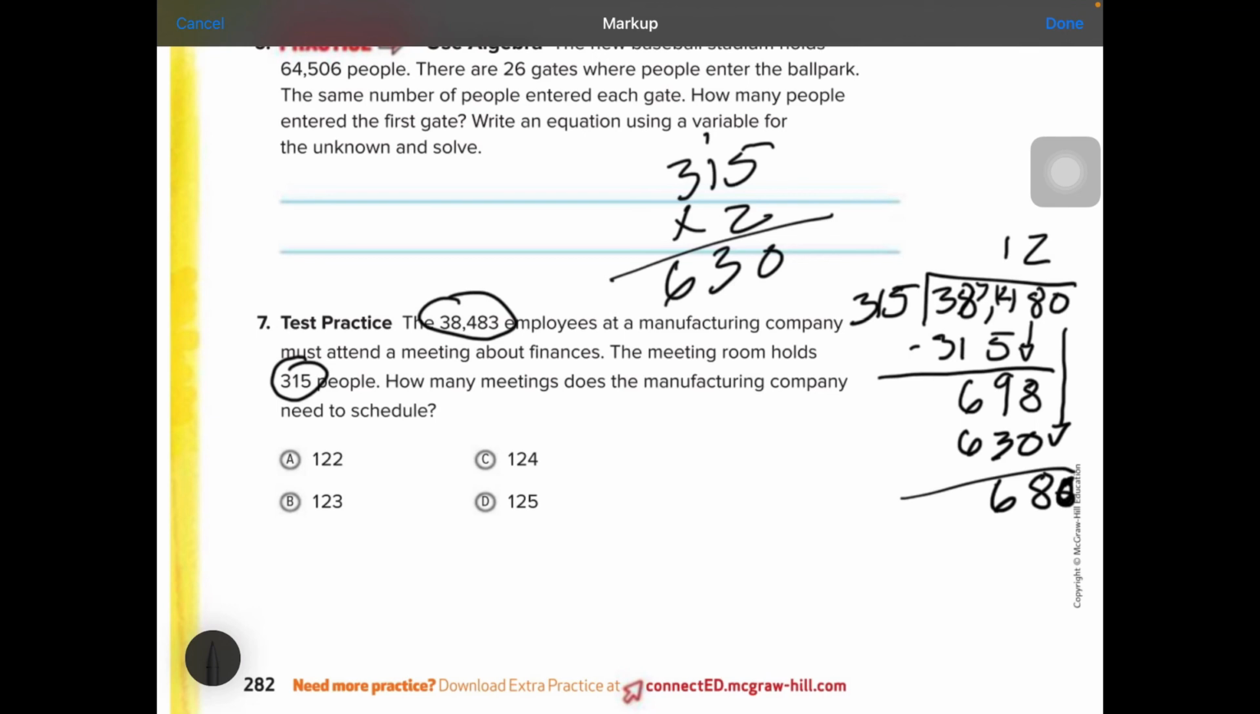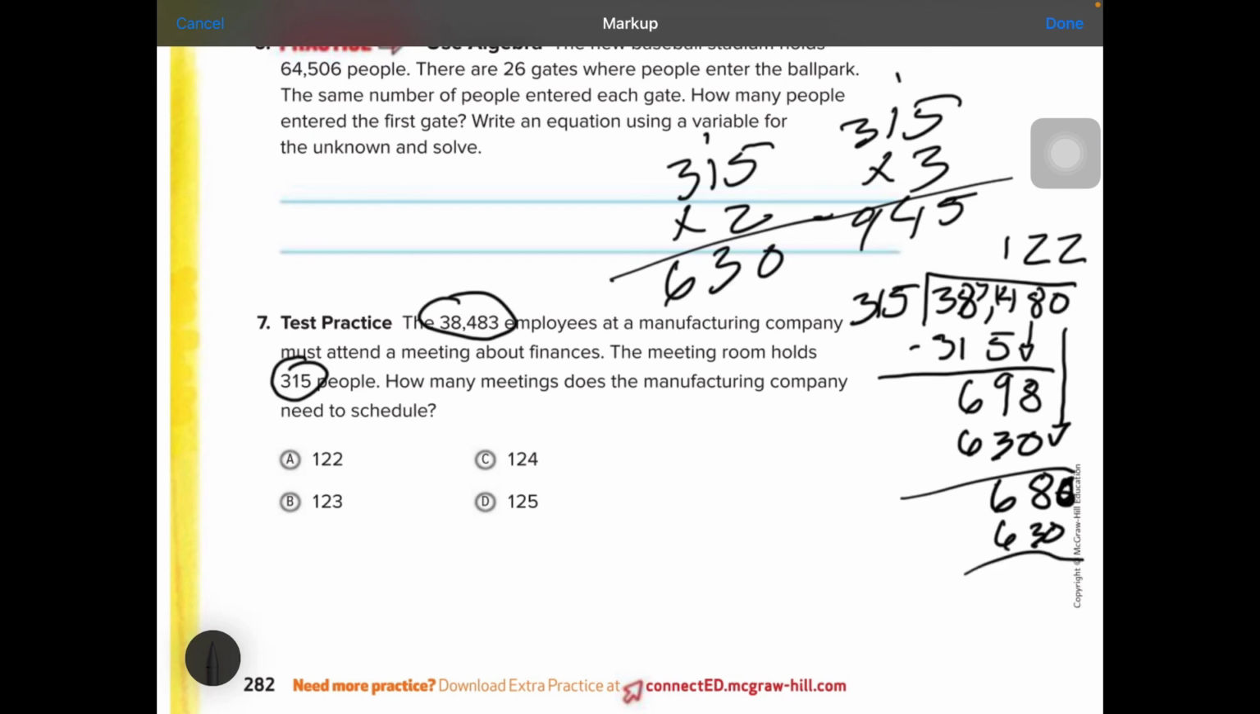Okay, I'm looking, and I can see that it goes in about that many times. So I'm going to guess 680. Probably in, what would be 315 times 3? 945. Okay, that's too many. So, let's say another 2 times. 2 times 315 would be 630, right? So then we bring down the 0. 8 minus 3 is 5. 6 minus 6 is 0.